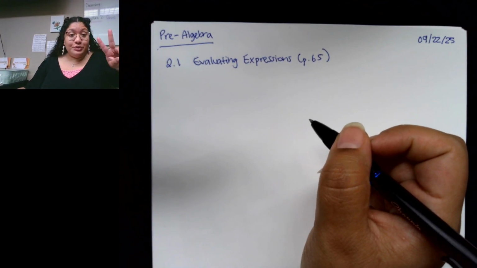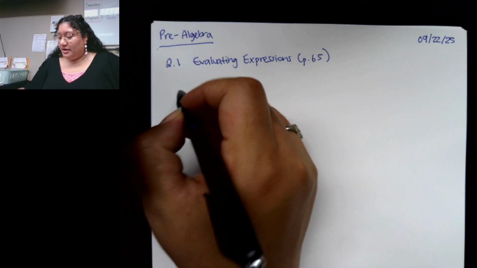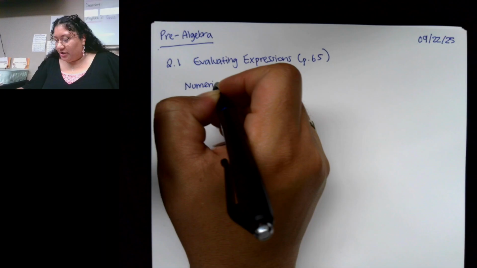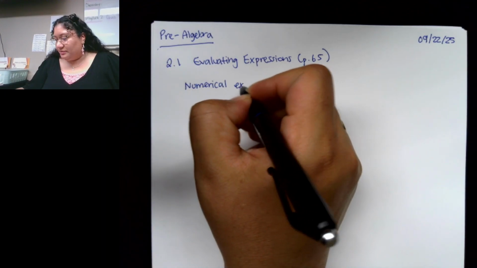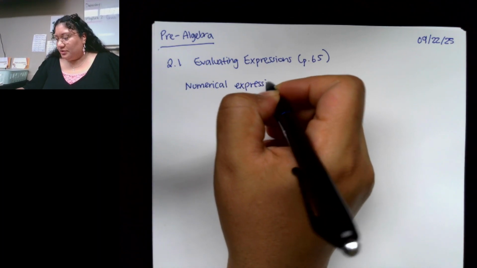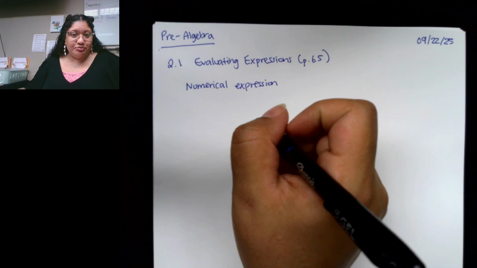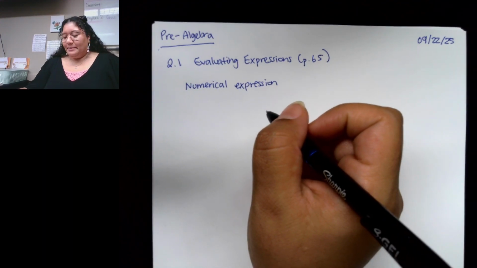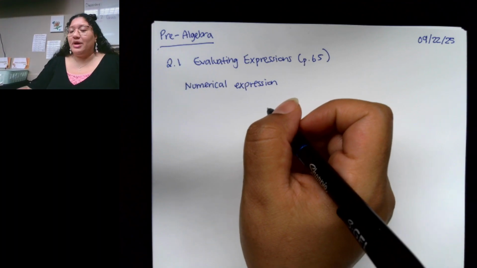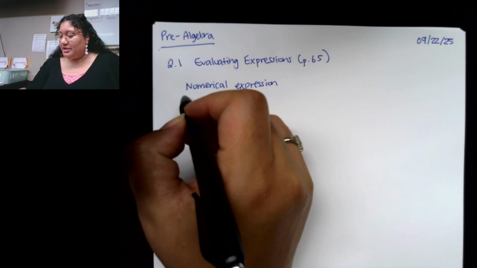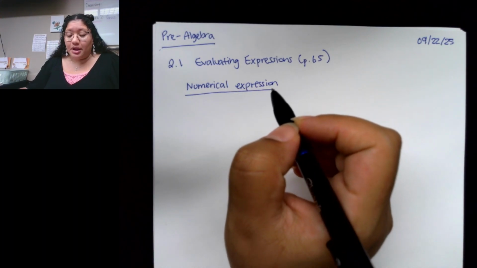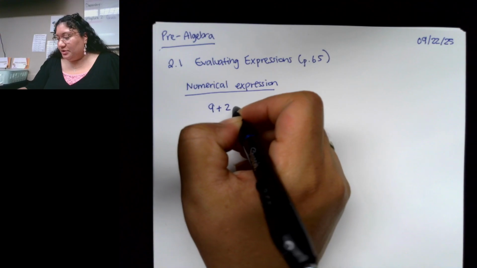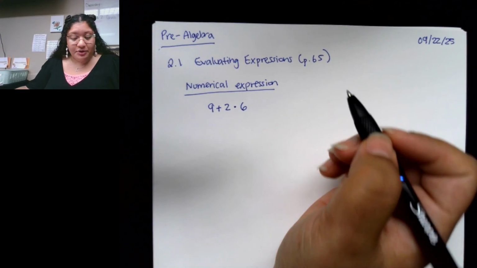So we have two types of expressions. We have one that is called a numerical expression. When you hear numerical expression, what do you all think? Just say it out loud. Let's see if you guys get it. If you said numbers, you are correct. So it is an expression that is only based off of numbers. So something like 9 plus 2 times 6. That is a numerical expression.